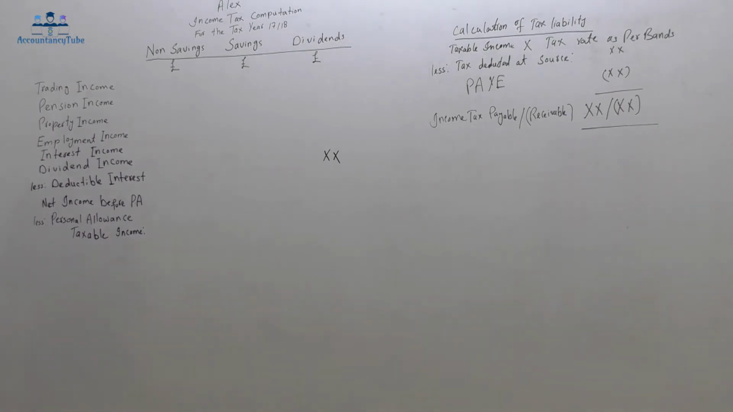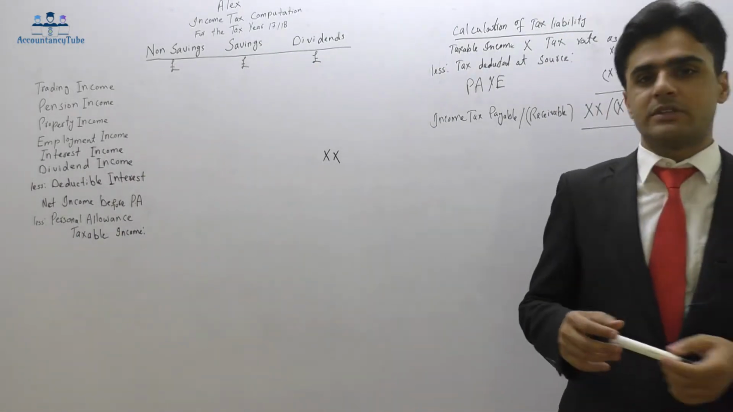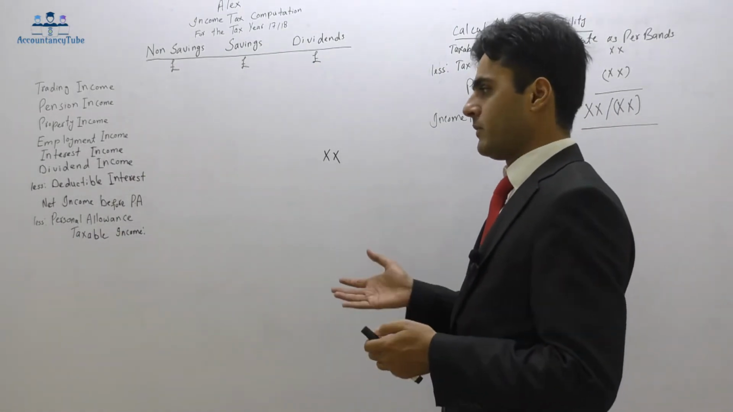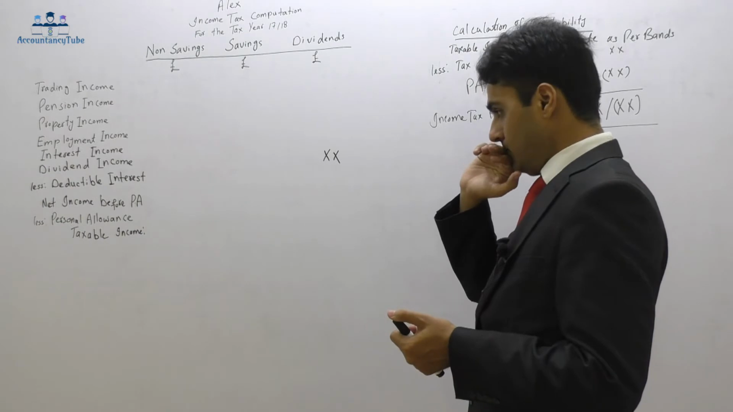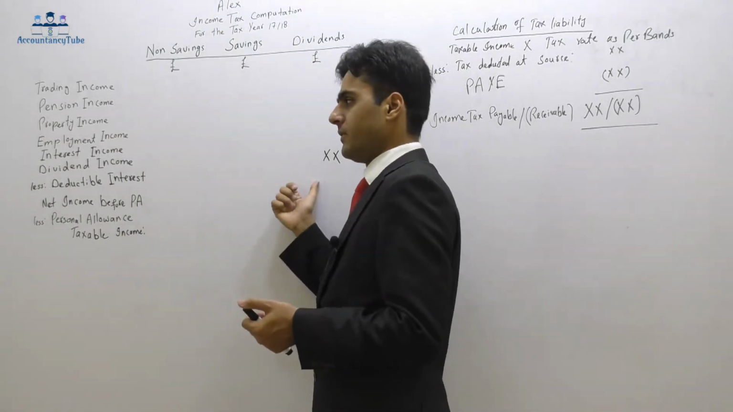All right. And another important thing is that this order is not important. Even if you want to write down the dividend income first, it's up to you. The examiner won't deduct any marks from you. All right, so dividend income will go into the dividend.